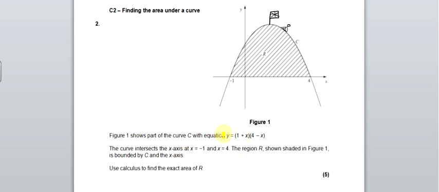So we've got a curve, there's our equation, and it intersects it there and there, so we can see that on the picture. Use calculus to find the exact area of R. So this is just saying calculus means integration, basically. So very straightforward. Notice it's all a positive area, so we can do it in one go.